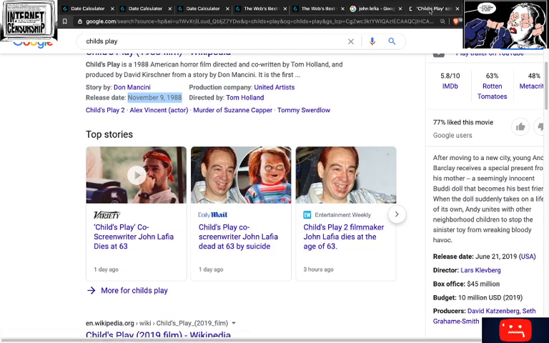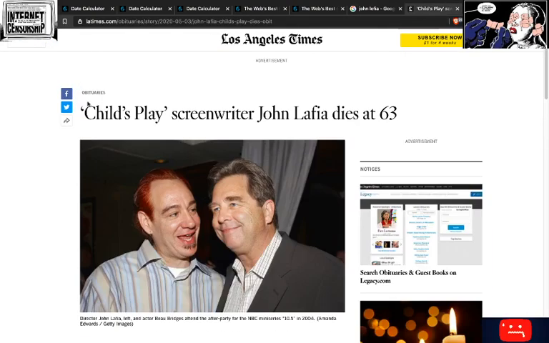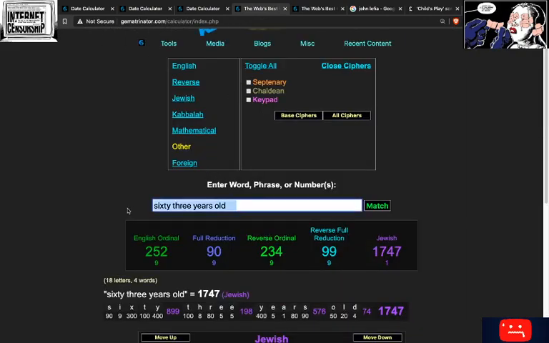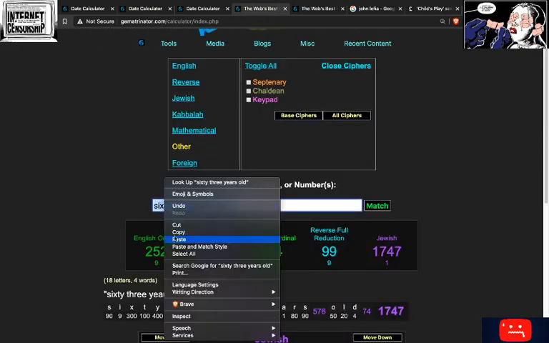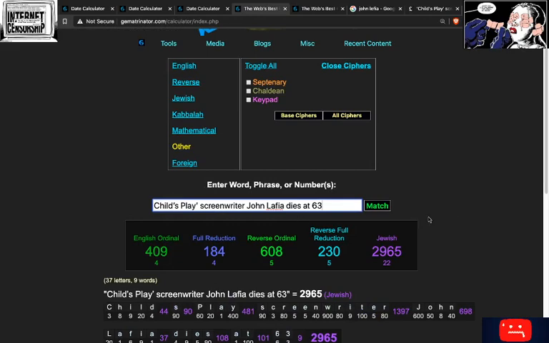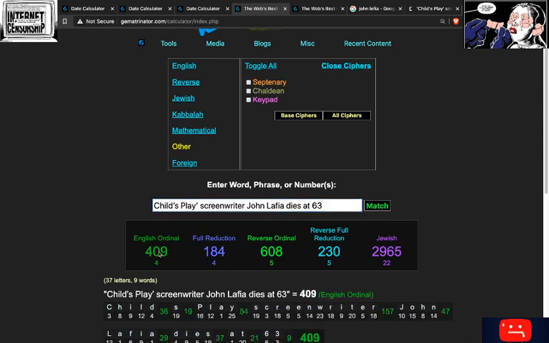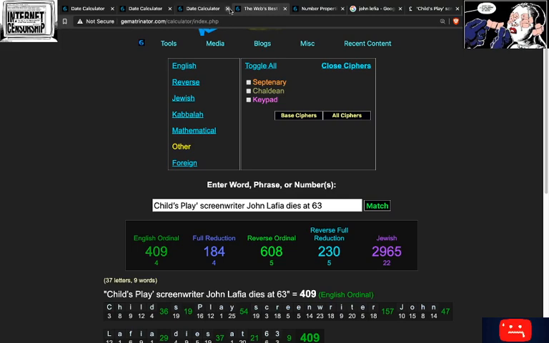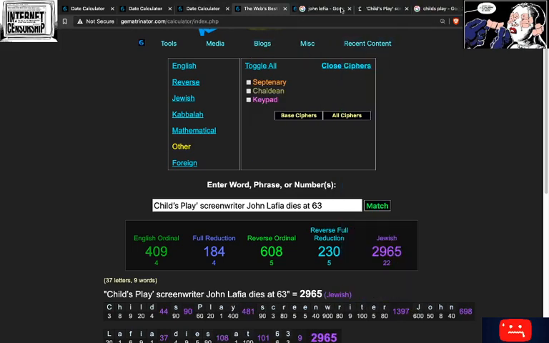Co-screenwriter. Let's see. Maybe if we just use the language that they're using, maybe something will pop up, because I haven't really even looked at that. I've just been rambling and ranting about what I've noticed. But look, we've seen 23, right? 230 looks like 23. 409 is the 80th prime. I think we may have seen 49 somewhere. Well, I just clicked out of the thing. Ooh, spaghetti. That's all right. There was too much on the screen anyways.